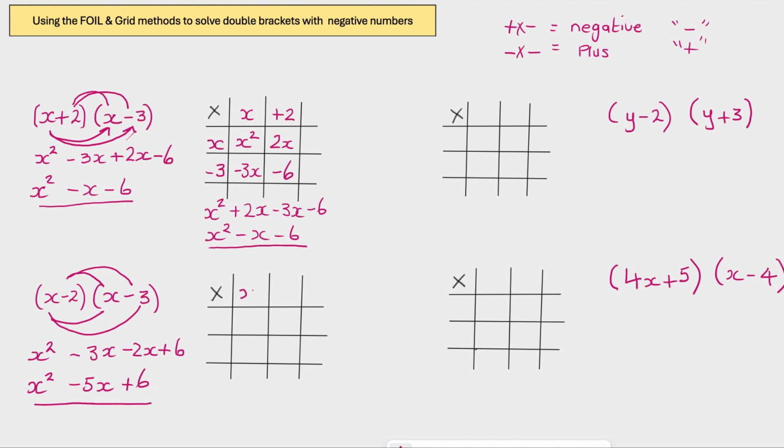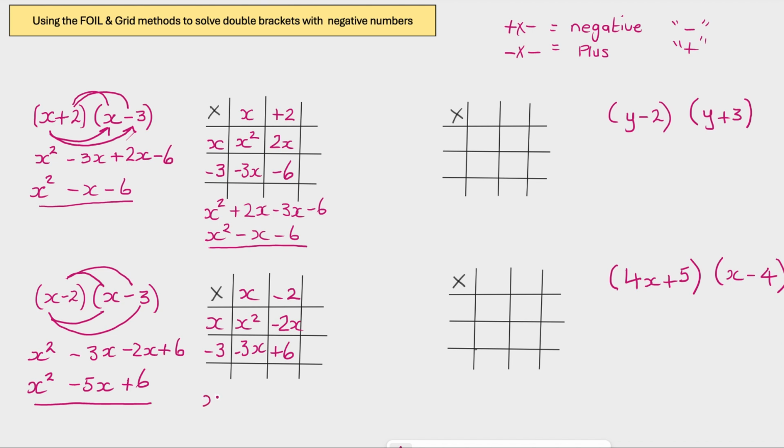Grid, x minus 2, our first bracket. Now our second bracket is going down here. X minus 3. Remember, that's a times sign. X times x is x squared. X times minus 2 is minus 2x. Minus 3 times x is minus 3x. Minus 3 times minus 2 is plus 6.